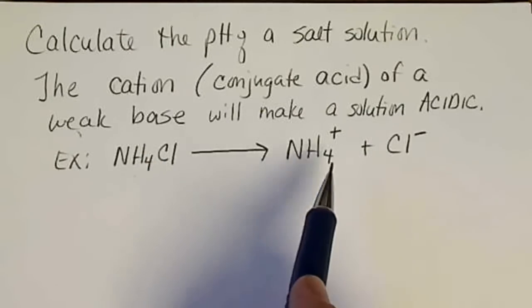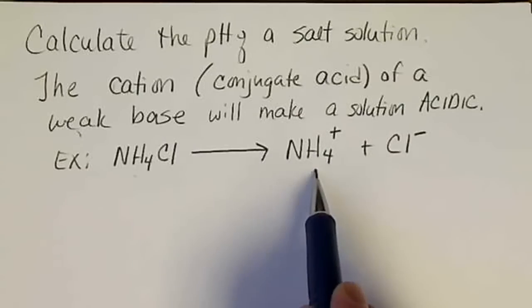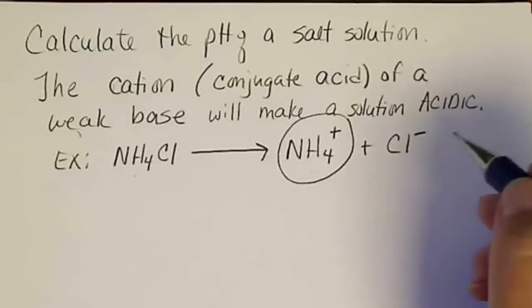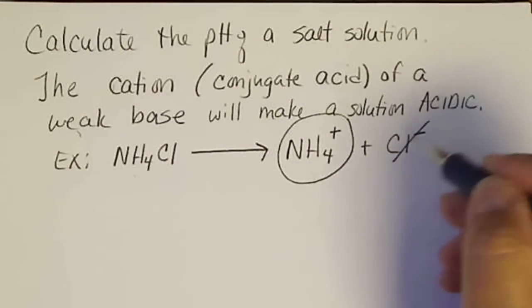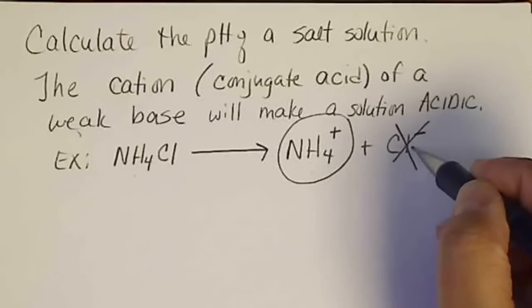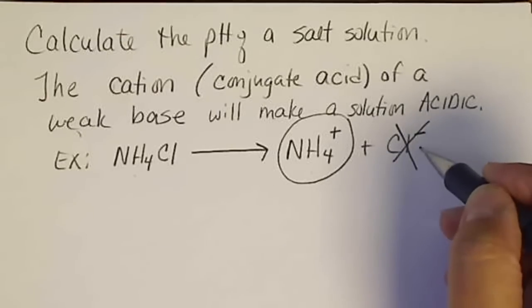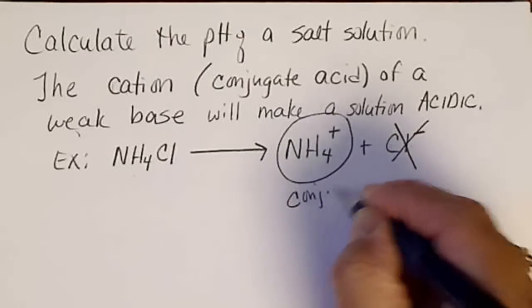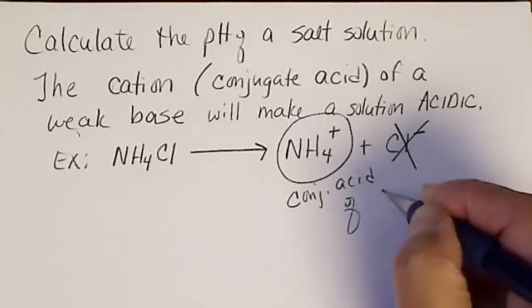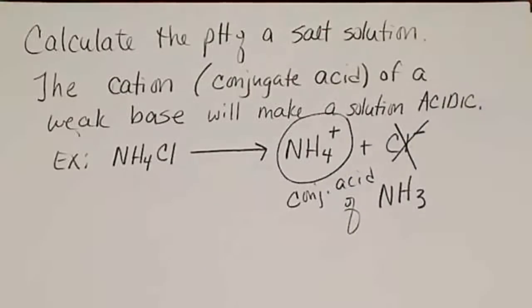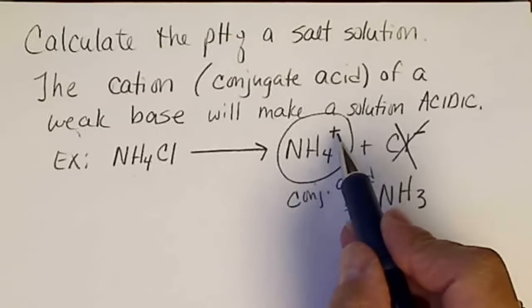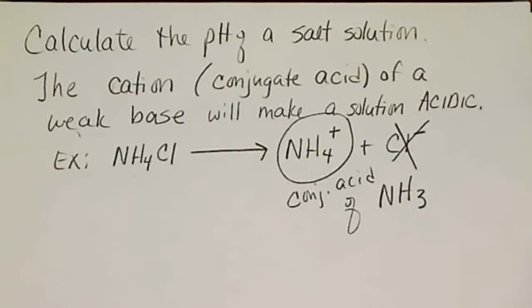So it does dissociate into the ions, and ammonium is the conjugate acid of ammonia, NH3. Chloride is the conjugate base of the strong acid HCl, so the chloride ion will not affect pH. But the ammonium ion is the conjugate acid of the weak base ammonia. Because it's a positive cation, it's going to act like a metal, and it will make the solution acidic.